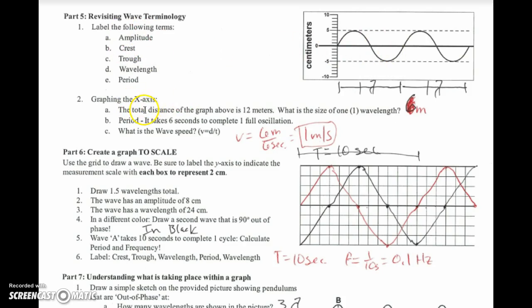When you graph this, the total distance on the graph is 12 meters. What's the size of one wavelength? Well, notice that there's 2 total wavelengths here. So if it's a total of 12, half of it would be 1 wavelength. That would be 6 meters. If it takes 6 seconds to complete one full oscillation, right? So 6 seconds here. So the wave speed is going to be 6 meters divided by 6 seconds, which is going to be 1 meter per second for a wave speed.